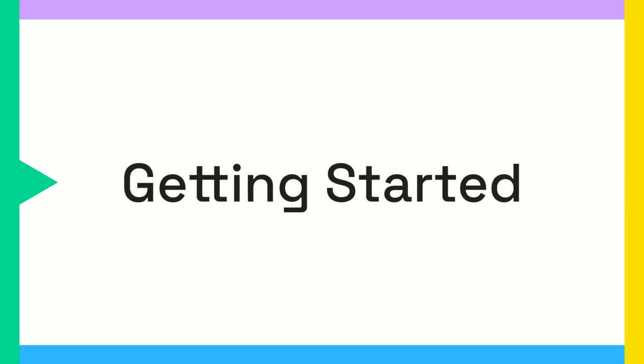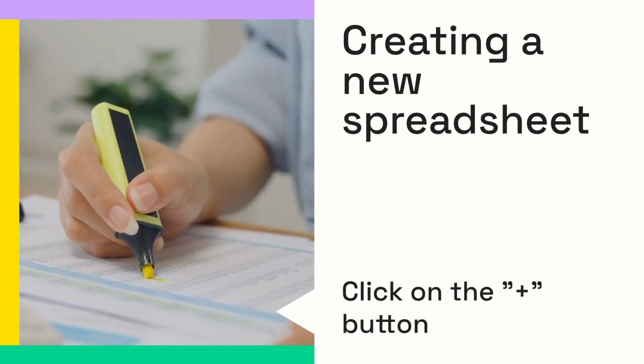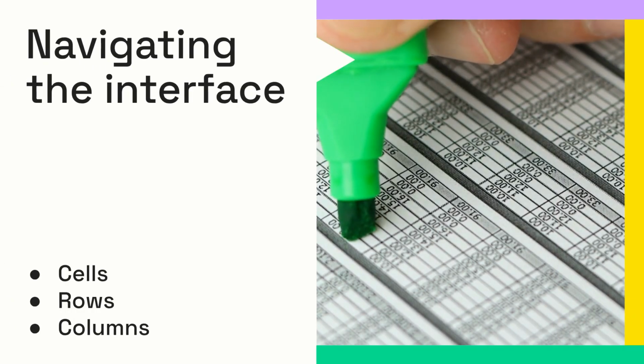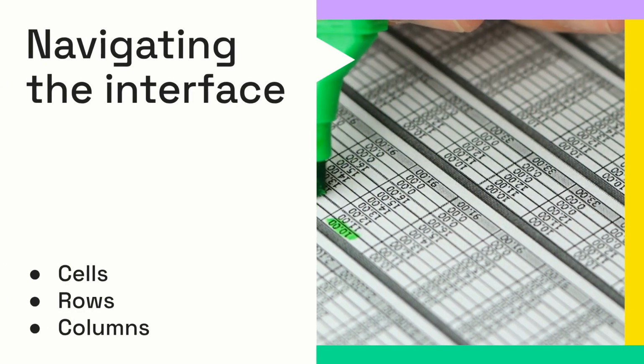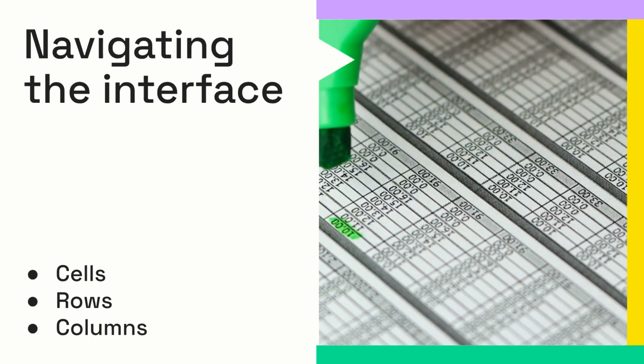To get started with Google Sheets, simply create a Google account and then go to the Google Sheets website. To create a new spreadsheet, click on the plus button in the top left corner of the screen. The Google Sheets interface is divided into cells, rows, and columns. Cells are where you enter data, rows are horizontal, and columns are vertical.